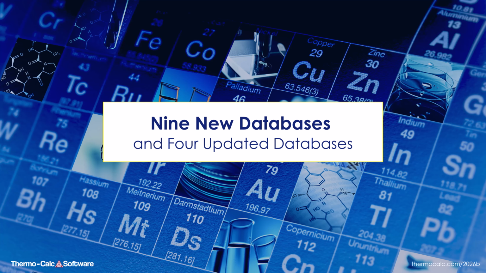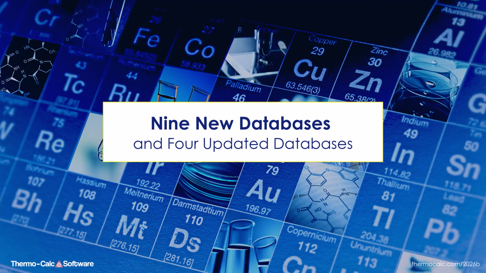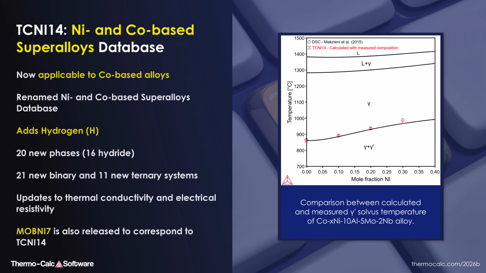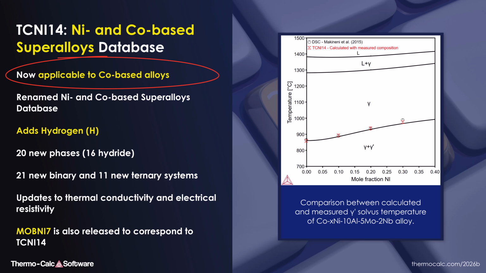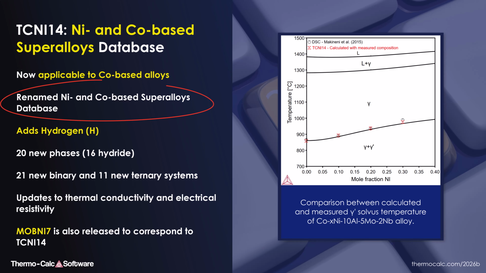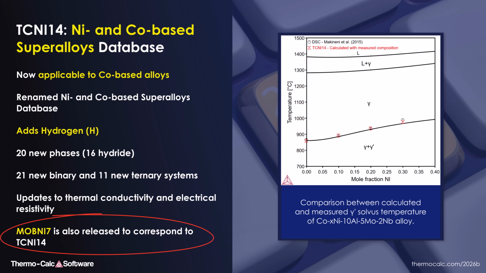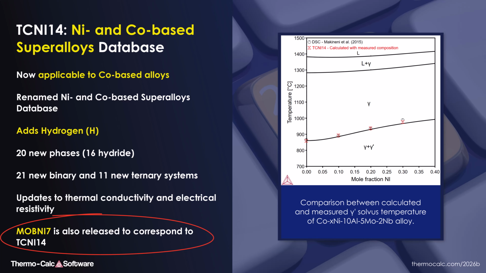Thermo-Calc 2026B includes 9 new and 4 updated databases. The TC-NI database extends its applicability beyond nickel-based superalloys to now also include cobalt-based superalloys. The database is renamed to reflect this change and receives many additional upgrades. The corresponding mobility database, MOB-NI7, is also released to align with TC-NI14 and can be used with cobalt-based alloys.